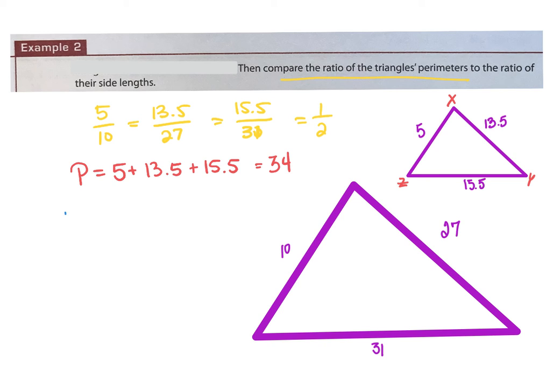What about my perimeter, my larger one? I get 10 plus 27 plus 31. What do I get there? Yeah, I get 68. And so what is the ratio between my two perimeters? 1 to 2. Yeah, and so you'll see that even the perimeters do the same ratio. If the side lengths are in a 1-to-2 ratio, your perimeters will also be in a 1-to-2 ratio. All right?